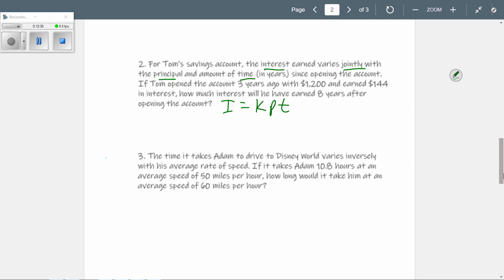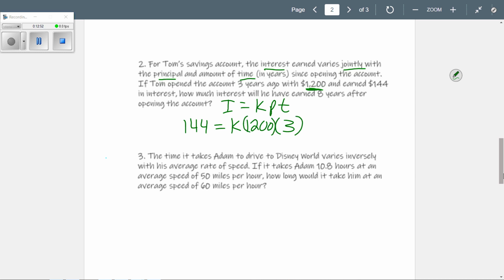All right? So he earned, remember, interest is going to be on the outside, not the highest number. So 144 equals K, because we don't know K, times the principal. He started with 1,200. That's what principal is. 1,200, and the time was 3 years. All right, now we just do some math.